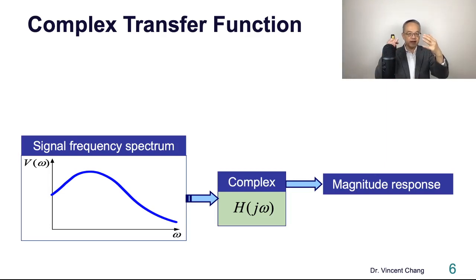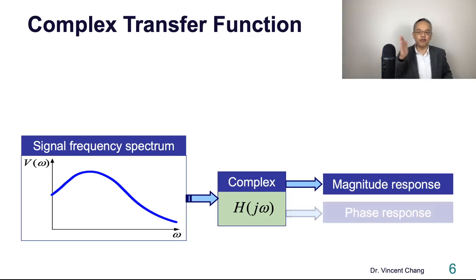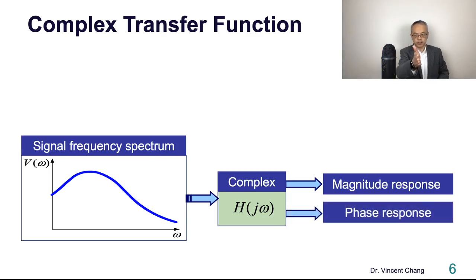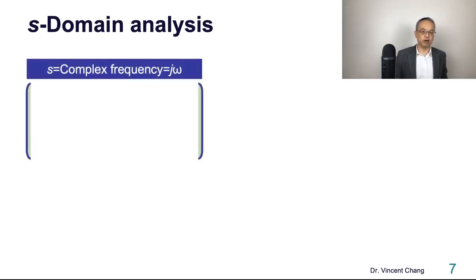So same thing in the electronic system. When an electronic signal goes through a system with a complex transfer function, two things will change. Number one, the magnitude will change. The signal strength will change. And also, there will be a phase lead or delay. So the phase will be changed. It's called phase response. In the upcoming lectures, I'm going to go deeper to teach you how to investigate the magnitude response and the phase response.